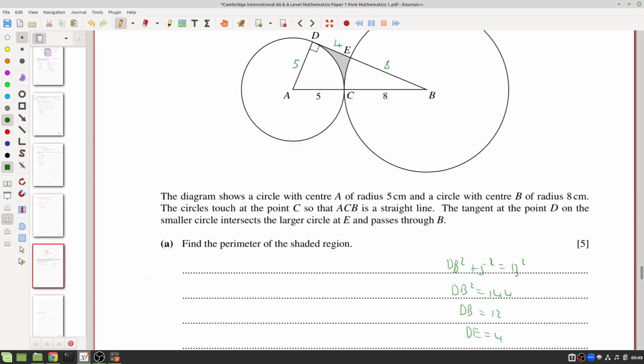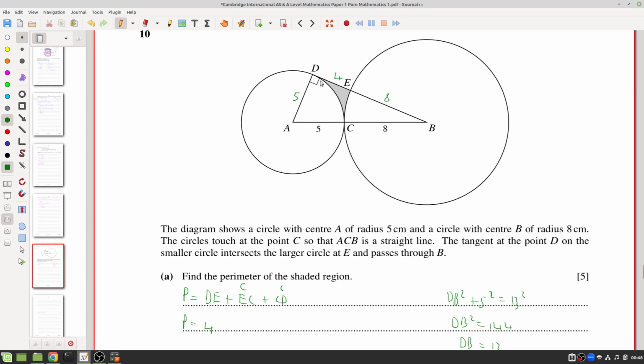So if DE equals 4, basically what we want to do is show the perimeter. We're going to call it P for perimeter. Perimeter is equal to DE plus the curve EC plus the curve CD. Right? And DE is a straight line. So we want to find that. Okay, so DE we already have. DE we found already to be 4. Now we need this curve EC. So that is just the arc length EC.